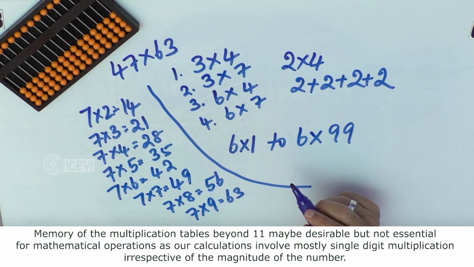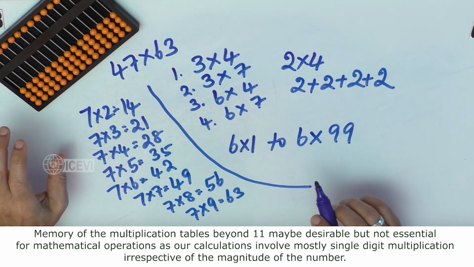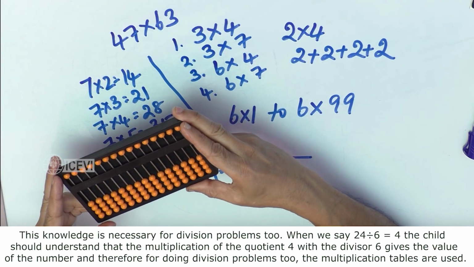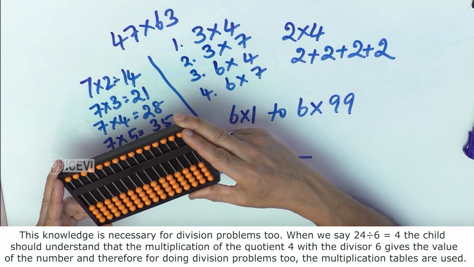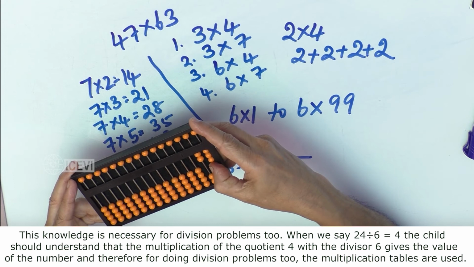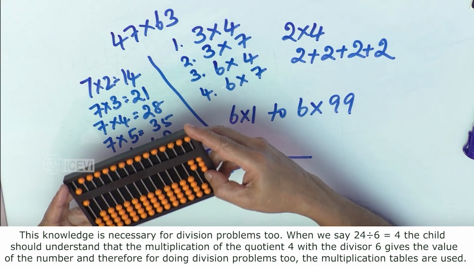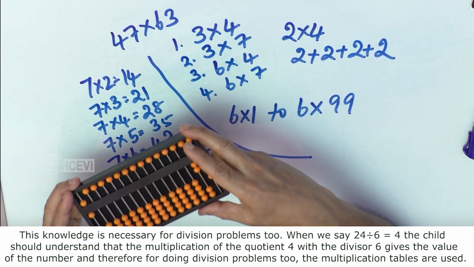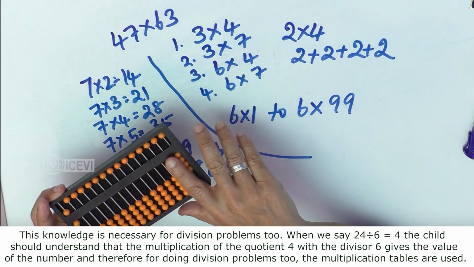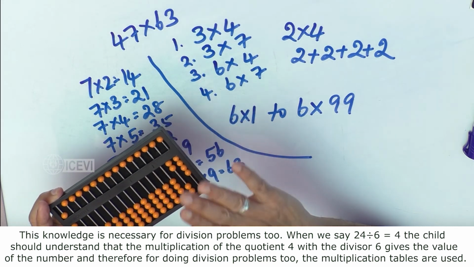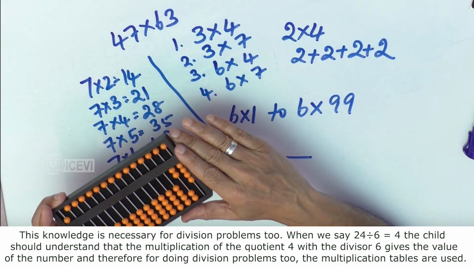Memory of multiplication tables beyond 11 may be desirable but not essential for mathematical operations, as calculations involve mostly single digit multiplication irrespective of the magnitude of the number. This knowledge is necessary for division problems too. When we say 24 divided by 6 equals 4, the child should understand that the multiplication of the quotient 4 with the divisor 6 gives the value of the number, and therefore for doing division problems too, multiplication tables are used.